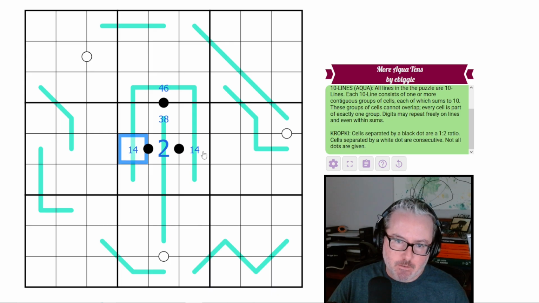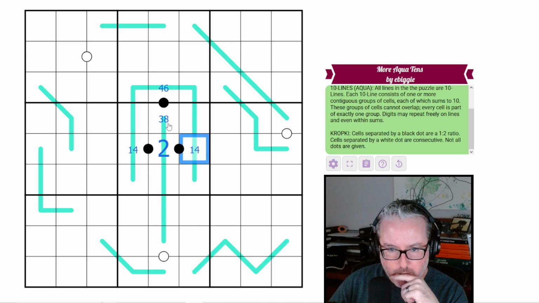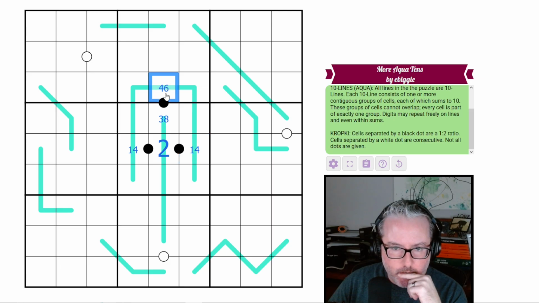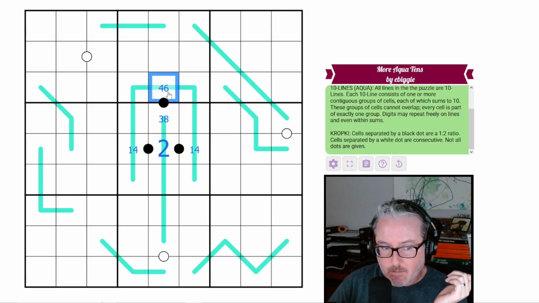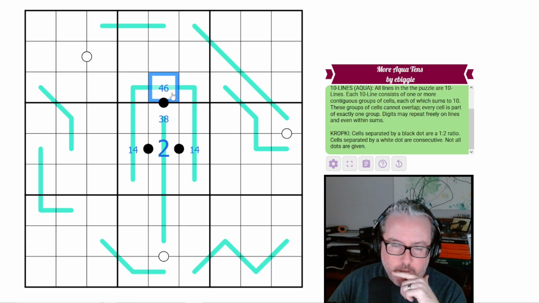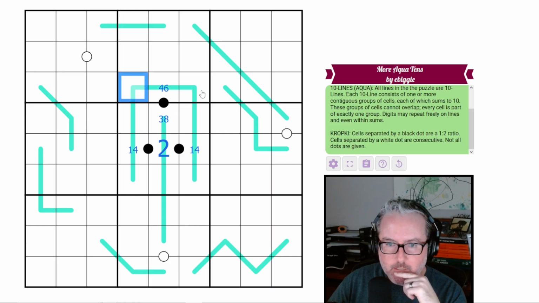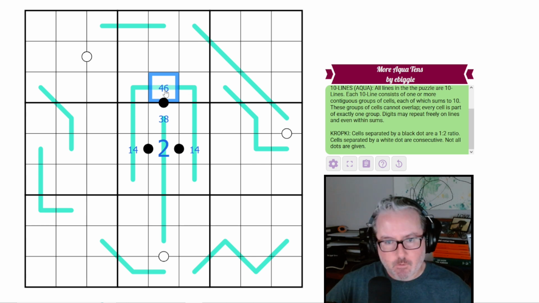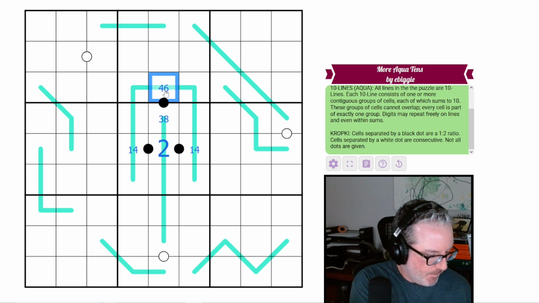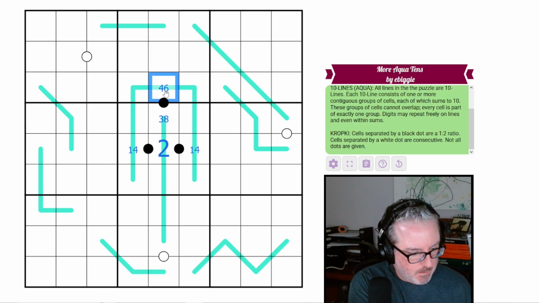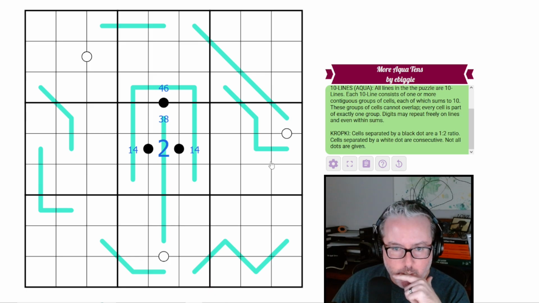I don't know that we can do much with the 1 or the 4 at the moment. I don't know that we can do much with the 4 or the 6 here at the moment. Because this could very well be a 6, and one of these two could be a 4, or it could be a 6 with a 1-3 pairing on either side of it, or in some organization. We don't quite know that.